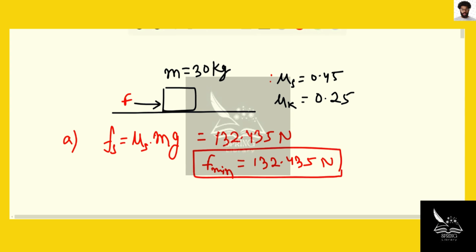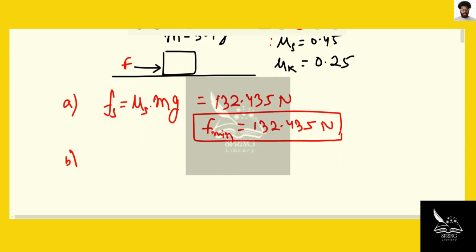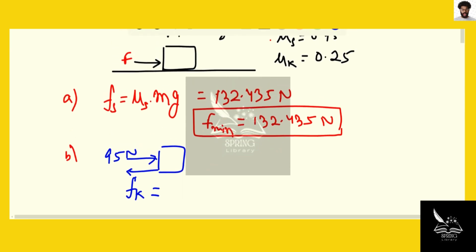And now in the next case, we are already given that the block is moving and we need to determine the acceleration. So the force that is applied on the block is given out to be 95 newtons. And now the friction force that will be acting will be the kinetic friction or the dynamic friction, which can be obtained by multiplying 0.25 with its mass and the acceleration due to gravity. So when we multiply this together, we're going to get the kinetic friction as 73.575, and of course it will be in newtons.